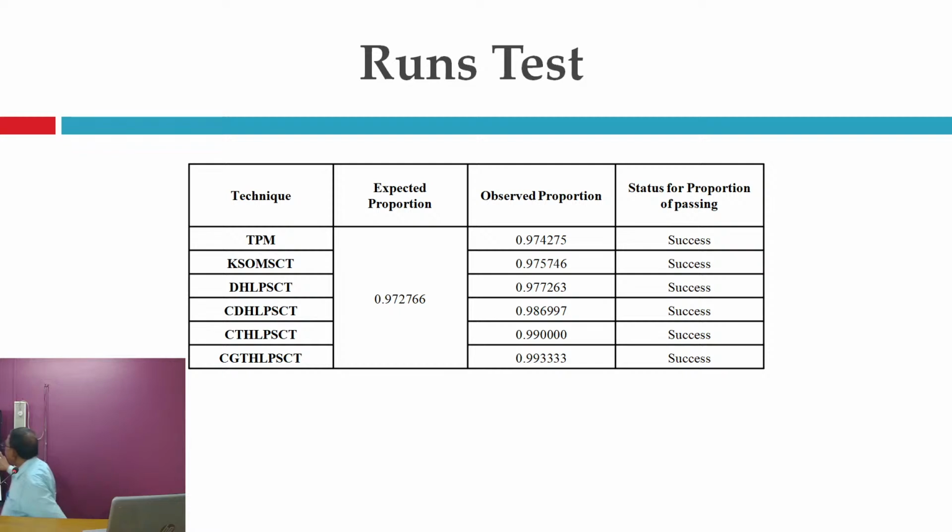Now let's see the expected result. Here you see all are successful, along with the tree parity machine, which is an existing one. And this one is our algorithm.